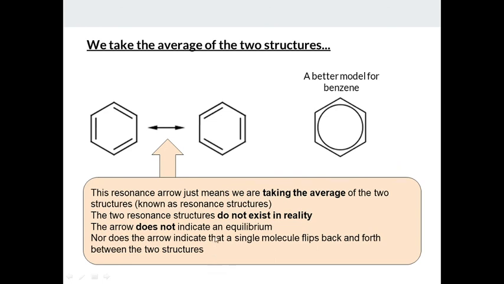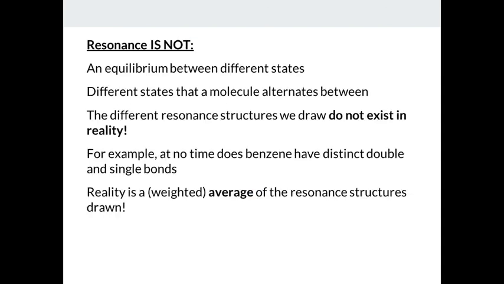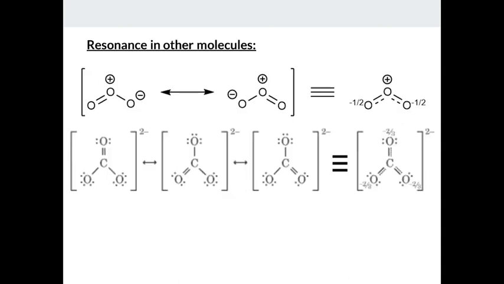The two resonance structures do not exist in reality. The arrow does not indicate an equilibrium, nor does the arrow indicate that a single molecule flits back and forth between the two structures. So resonance is not an equilibrium between different states. It's not different states that a molecule alternates between, and the different resonance structures we draw do not exist in reality. For example, at no time does benzene have distinct double and single bonds. Reality is a weighted average of the resonance structures drawn.